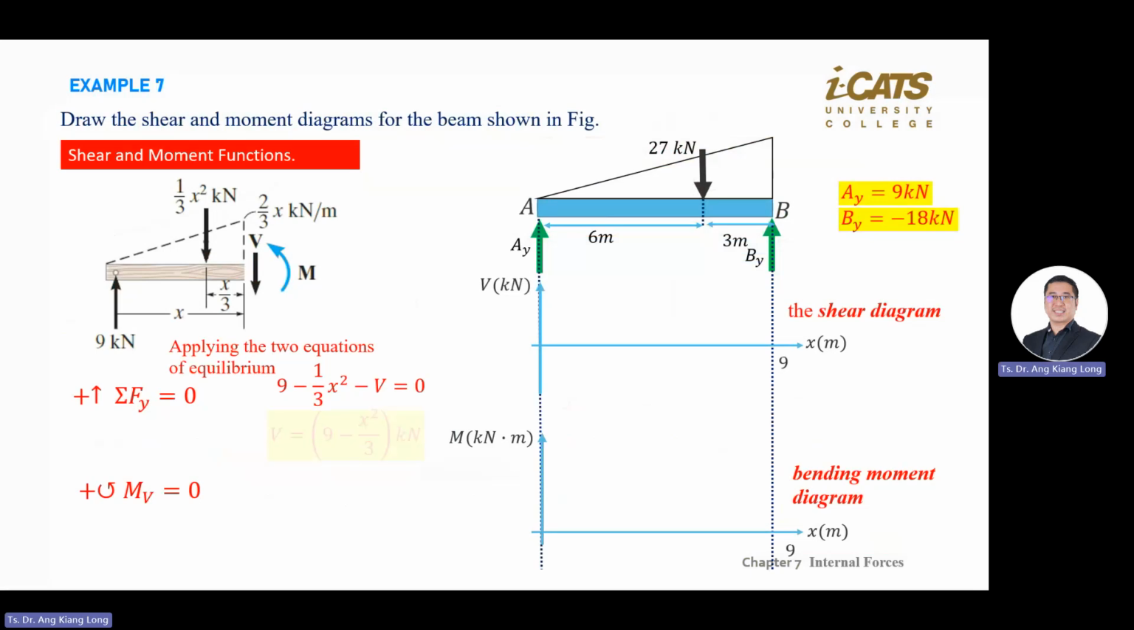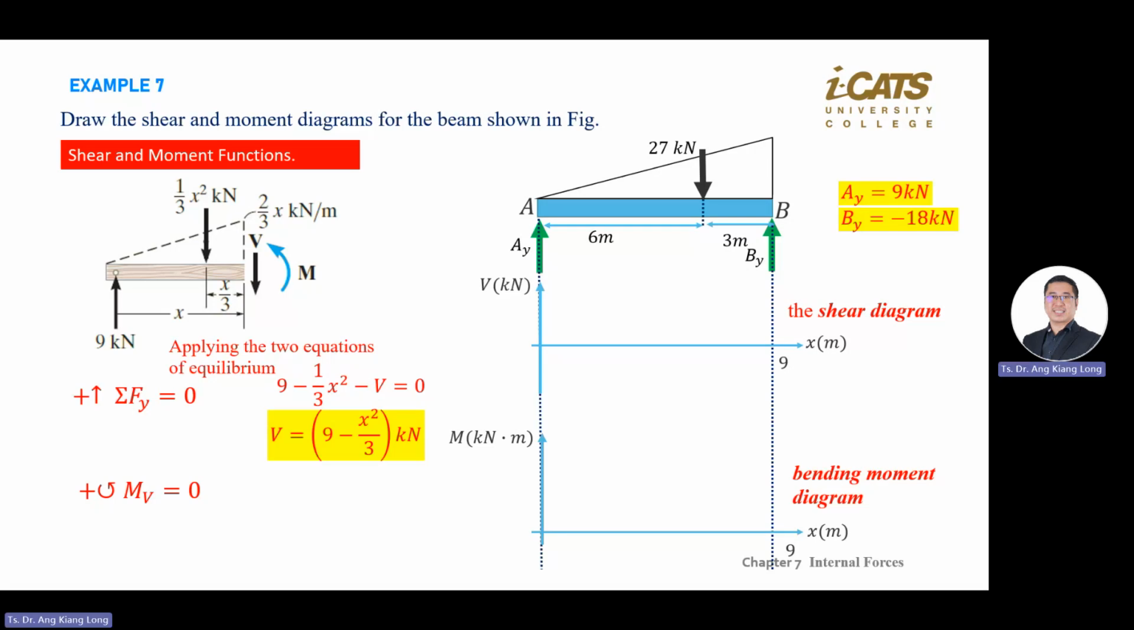You find the first equation by using this free body diagram: 9 kilonewton goes up, positive. 1 over 3 x squared goes down, so that's why there's a negative x squared. And then V goes down, negative V. Rearrange the equation, V to the left and the rest to the right. At the end, you arrive at V equals 9 minus x squared divided by 3.